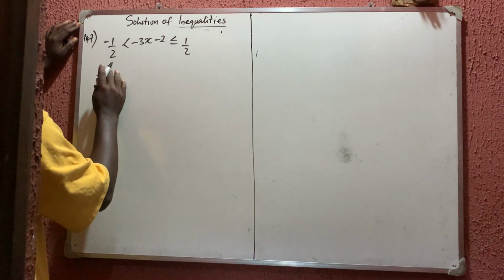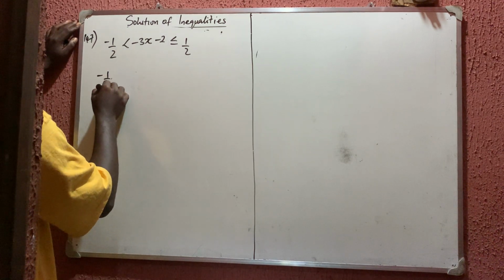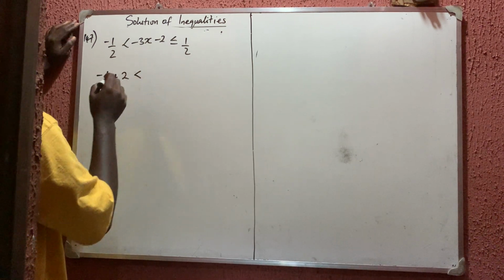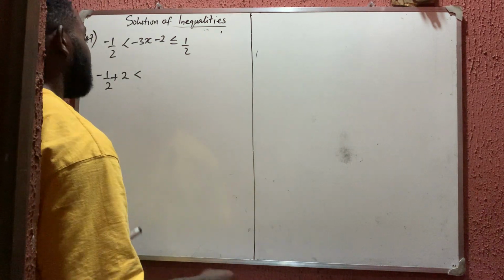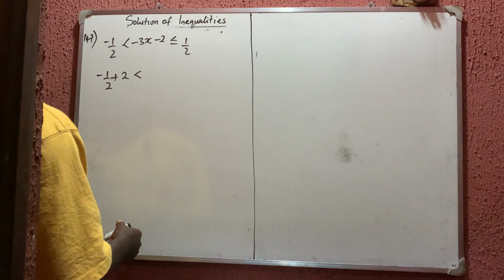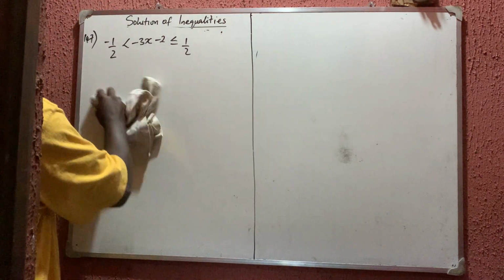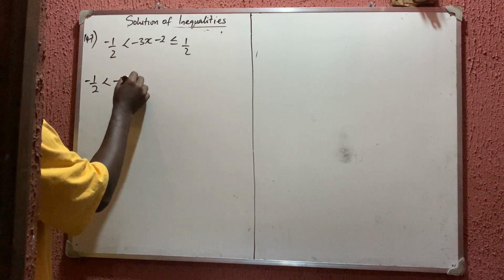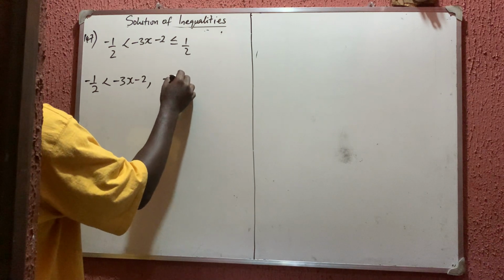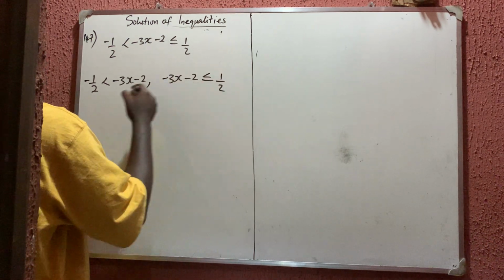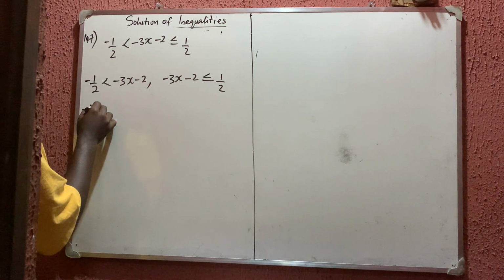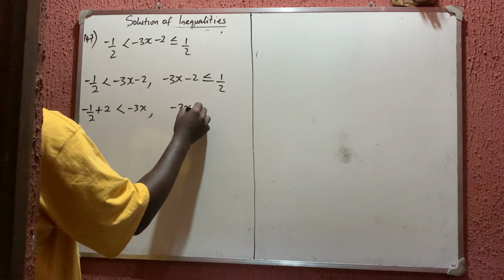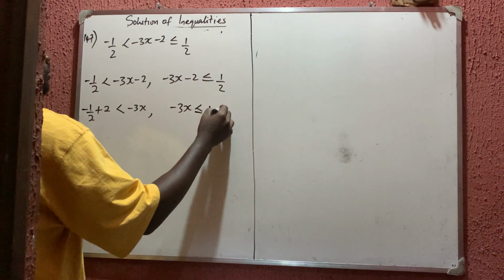So I have minus 1 over 2, minus 1 over 2. This one moving here, I'm going to have plus 2 is less than... or let me just separate them and solve. If you decide to separate them, I have minus 1 over 2 is less than minus 3x minus 2, comma, then minus 3x minus 2 is less than or equal to half. So what do we have here? This one moving here: minus 1 over 2 plus 2 is less than minus 3x. And here, minus 3x is less than or equal to 1 over 2 plus 2.